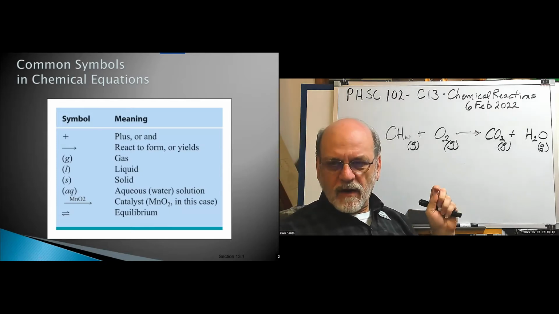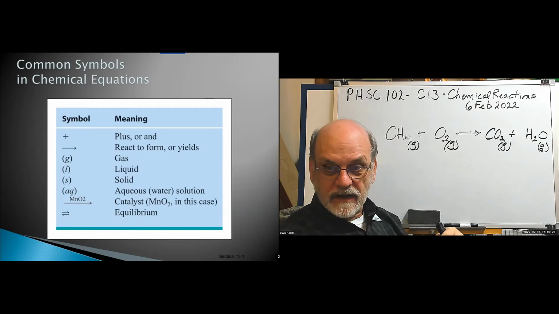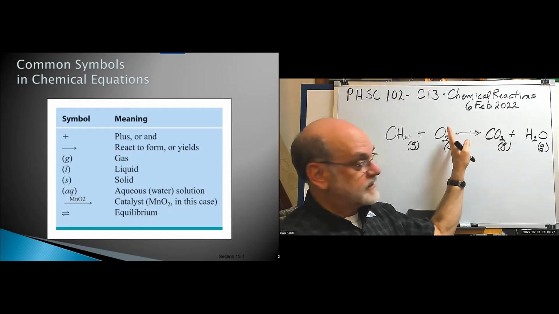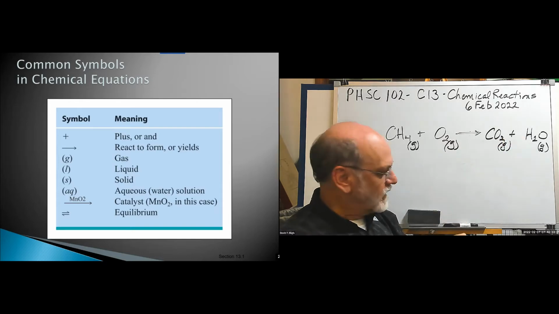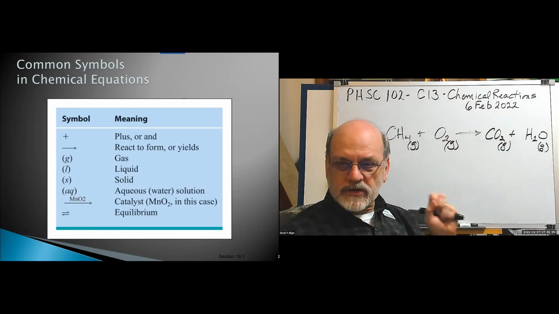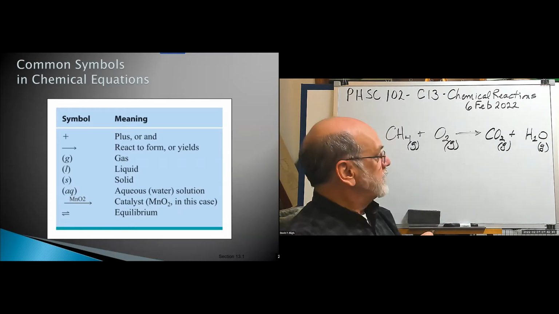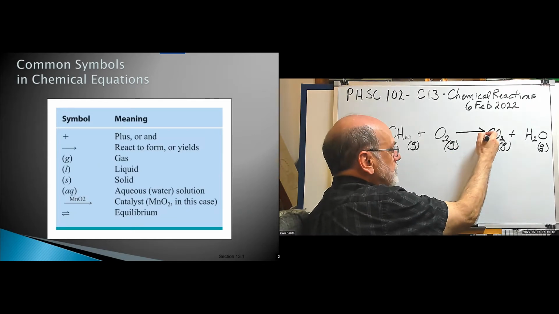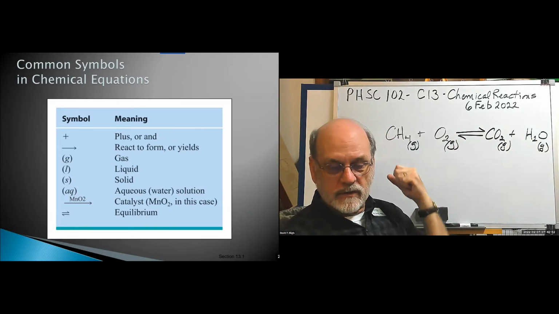Sometimes there are extra bits of information that we want to include in the reaction. For instance, if there is a catalyst involved, we would put it here over the yield sign. That means the catalyst is intermediate between the two. It is facilitating the reaction. Or if we want to show that the reaction can go forward or reverse, then instead of using that single arrow, we might use a double barbed arrow to say it can go forwards or backwards.